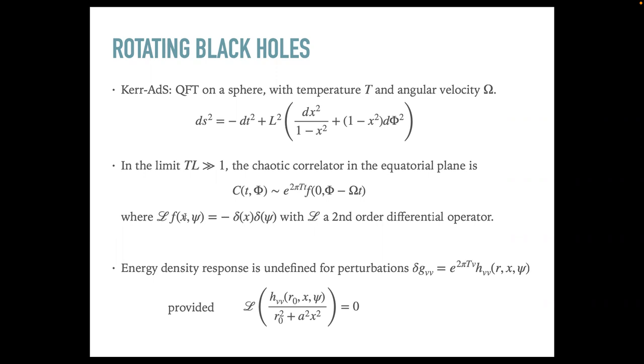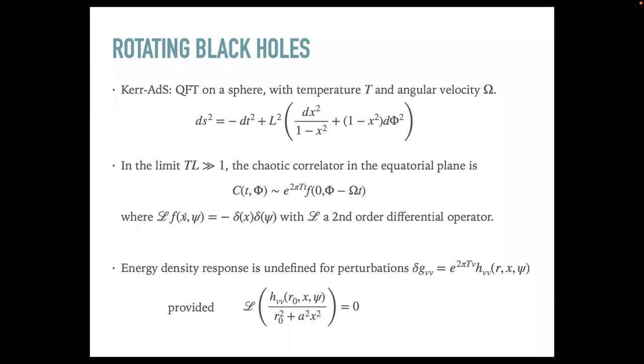Now, for this type of spacetime, we can't calculate these nice closed-form expressions for this chaotic correlator in general. But what we can do is, in certain limits, get access to what it looks like. If we take a limit where the temperature is large in units of the size of the sphere, and look just at the correlations in the equatorial plane, between two operators on the plane of this rotating sphere, what we find is this chaotic correlator grows exponentially in time, as written here. And then there's some other functional dependence on the time and the angle, F, which comes from solving some complicated second order equation in these angles x and psi.